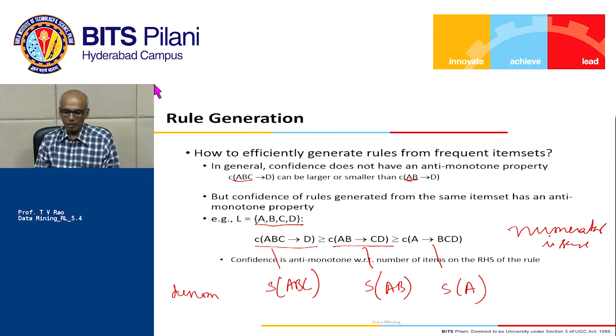We know from the a priori property that support for AB is always smaller than or equal to support for A. Similarly, support for ABC is always smaller than support for AB. What that means is that the denominator is reducing, so this is less than or equal to this, and the numerator is the same. For that reason, the confidence for this rule is greater than or equal to the confidence for this rule. This property may help us in pruning some of the rules, thereby making the evaluation process faster.